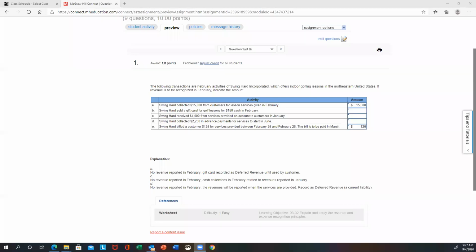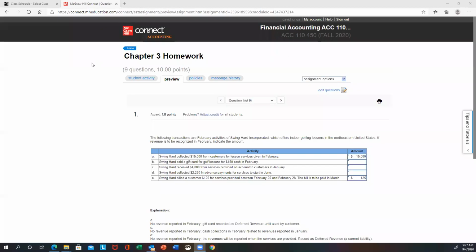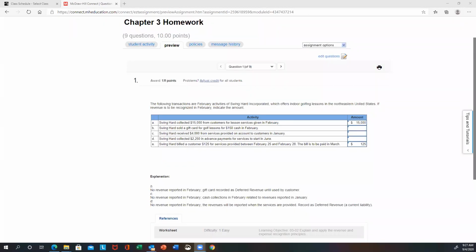All right, so let's take a look at your Chapter 3 homework problems. So this is problem number 1. And on problem number 1, we're looking at those revenue rules in terms of what needs to be recognized as revenues. So we've got the following transactions as February activities. It looks like indoor golfing lessons is what they do, and they want to know if revenue is to be recognized in February. So we've got A through E.